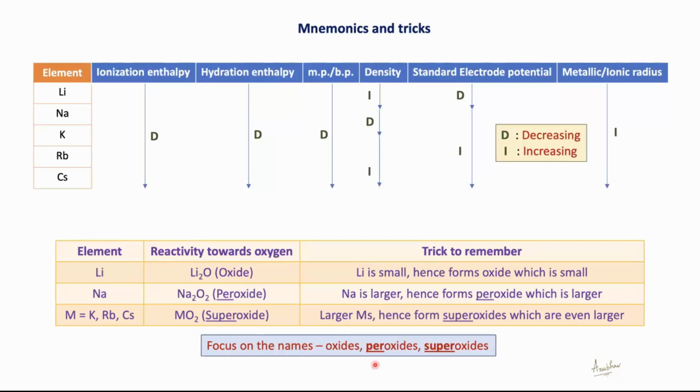So that is one of the major tricks that will be helpful for you to remember how the alkali metals react with oxygen and produce which kind of oxides. With this, I will draw the conclusion to the s block elements or the alkali metals. In the next session, we will discuss the alkaline earth metals or the group 2 elements.